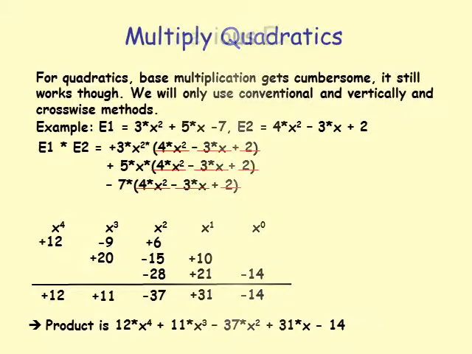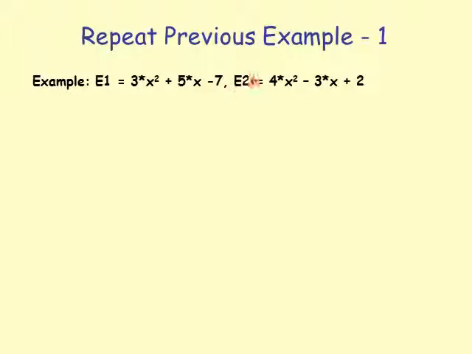Let's continue. We will repeat the same example. This time we will use the vertical and crosswise method. Again, the first expression is 3x squared plus 5x minus 7, and the second expression is 4x squared minus 3x plus 2. Now here are the two expressions, 3x squared plus 5x minus 7 and 4x squared minus 3x plus 2, written one on the first line and the second on the second line.